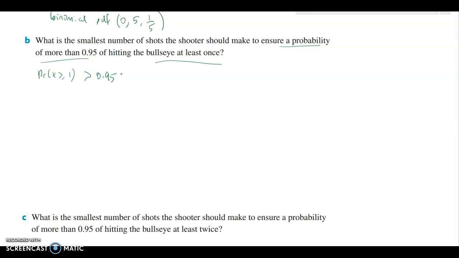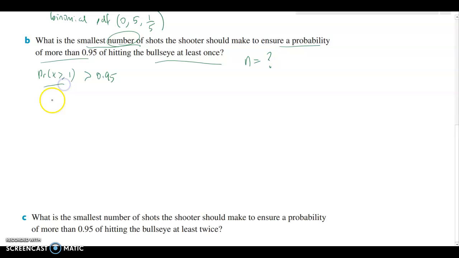This is an interesting question because it says, what's the smallest number? In other words, we don't know what n is equal to. N is the unknown, so we've got to try and find a way of working out what the n is equal to. I'm going to go through a few ways of doing exactly that.